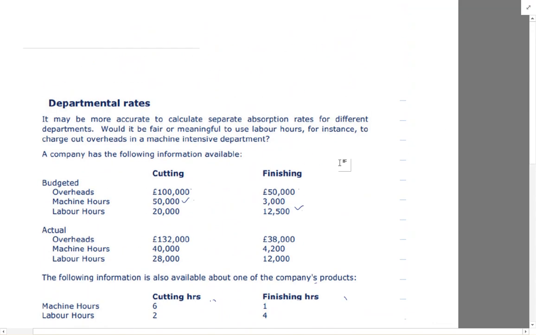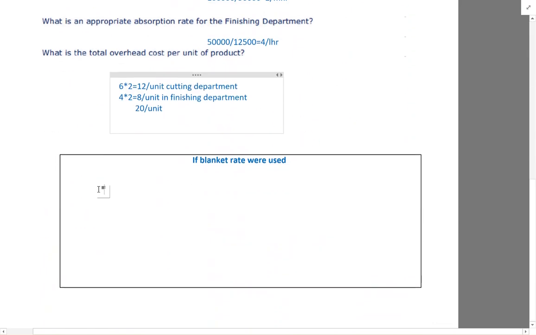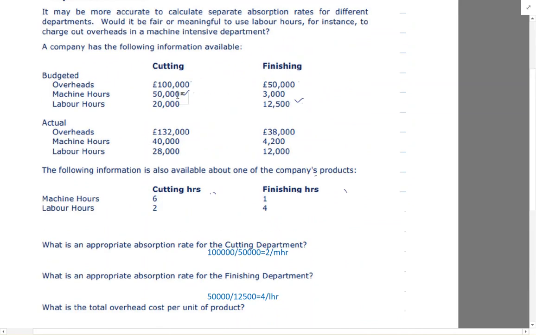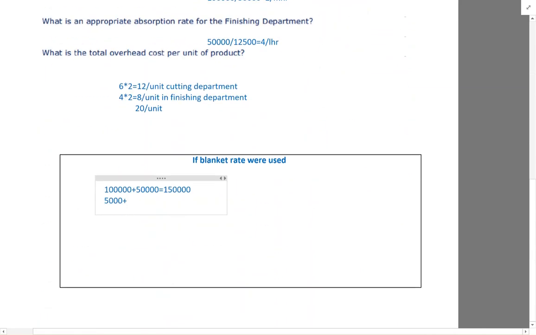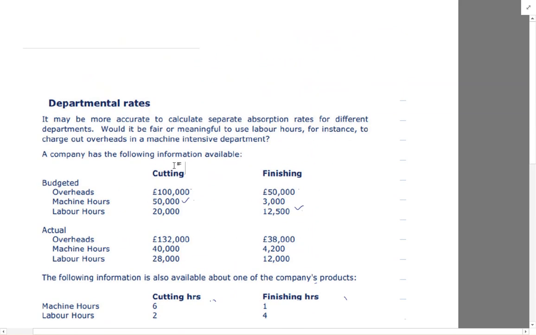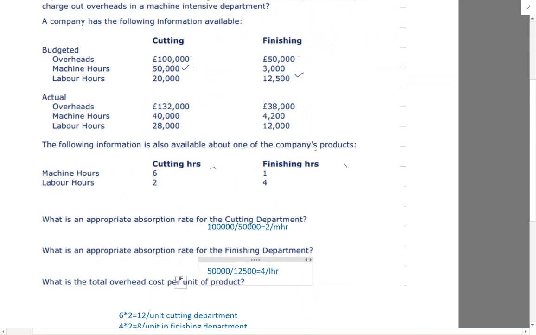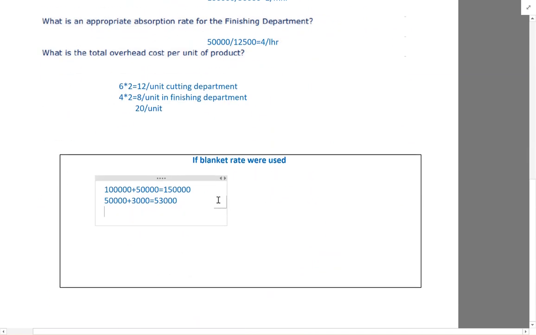If we were using blanket rate instead of departmental rate, we have 100,000 plus 50,000 total overheads in both departments, 50,000 and 3,000 machine hours, and 20,000 and 12,000 labor hours.